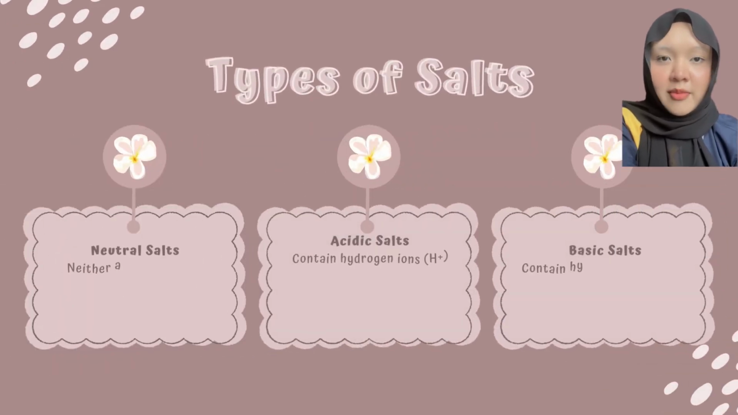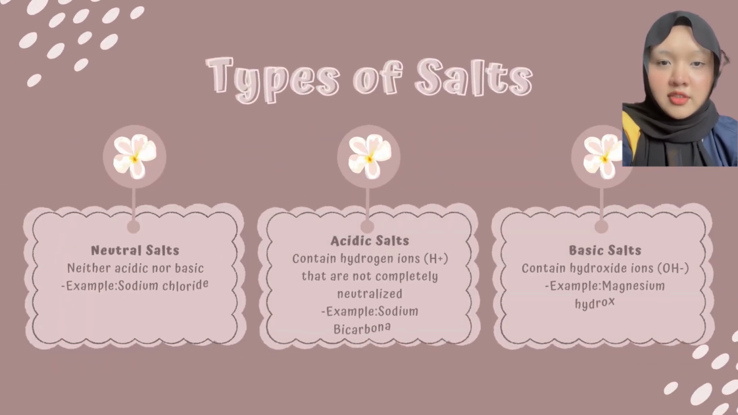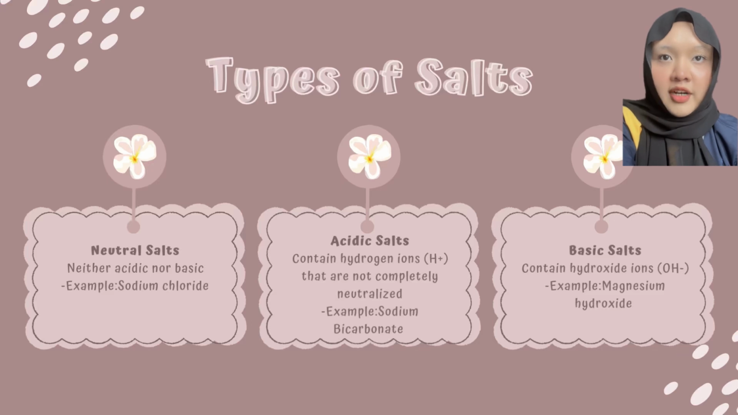We have three types of salt, such as neutral salt, acidic salt, and basic salt. Neutral salt is neither acidic nor basic. Example, sodium chloride. Acidic salt contains hydrogen ions. They are not completely neutralized. Example, sodium bicarbonate. Basic salt contains hydroxide ions. Example, magnesium hydroxide.